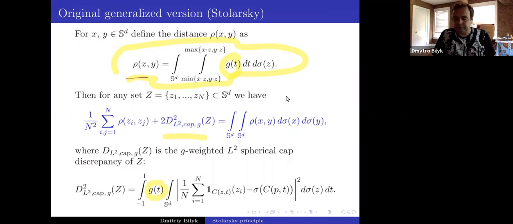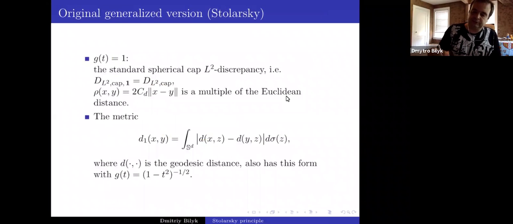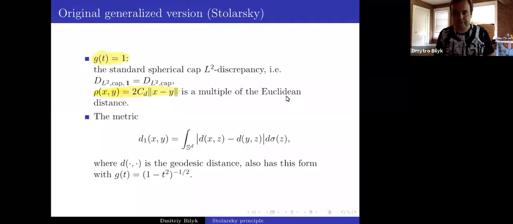Notice that if the function g is equal to 1, you just get the standard spherical cap discrepancy. But what happens to this distance? Well, you can easily see that when g is identically 1, the distance rho is a multiple of the Euclidean distance. It's essentially the same computation that we've done a few slides ago.